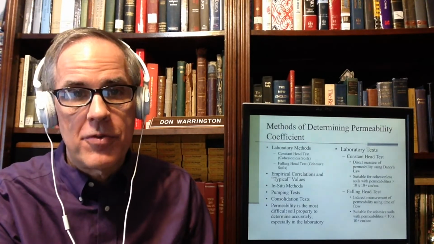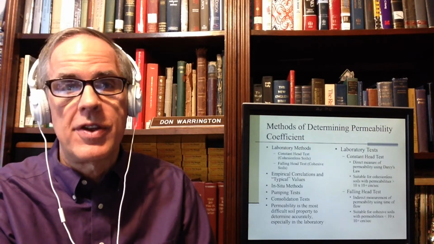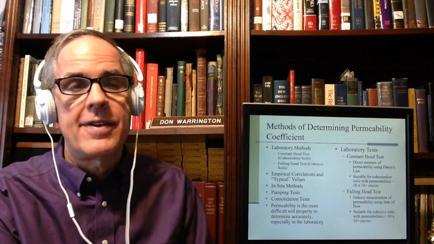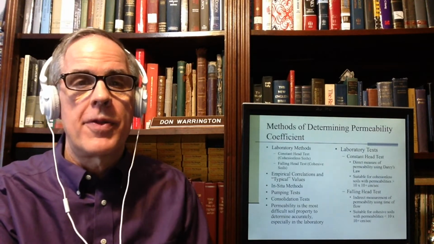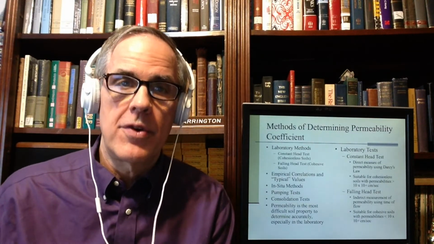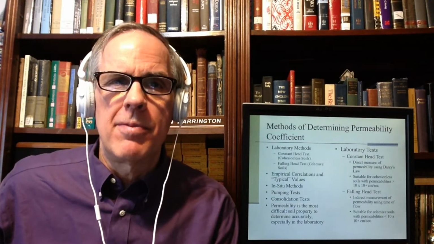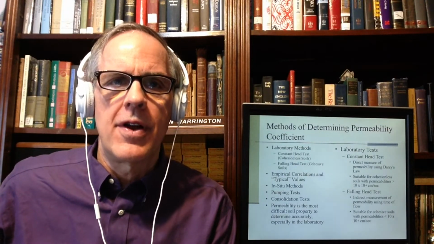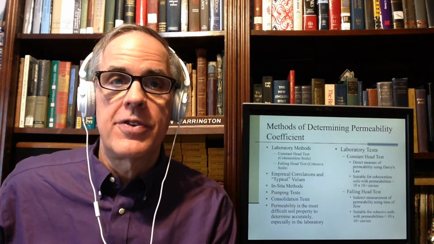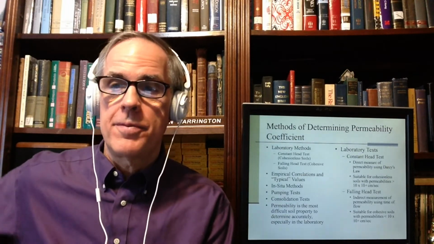We have in situ methods, which are good. We're going to talk about some of those. Pumping tests, and consolidation tests. We can actually use consolidation tests, which we'll talk about later. But any way you slice it, it's not easy. We're going to talk about the two laboratory tests first, the constant head test and the falling head test. And we're going to explain two things. One, they're important because they illustrate probably most perfectly the whole concept of Darcy's law, particularly the constant head test. And second, they're going to answer this next stupid question: why do we have two tests for one property? We're going to see.